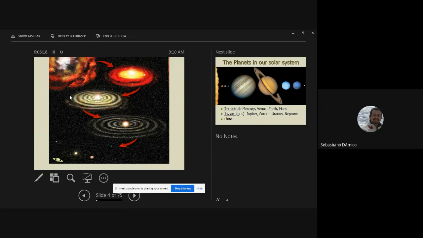This is just a pictorial summary of what happened. So what we just saw in terms of sentences is summarized here in pictures. We have our initial stage, then they start to shrink, getting hotter, and then the sun is forming at the center, and then masses start accumulating and orbiting around the sun because of gravity, and finally we get the shape of the solar system that we have today. Okay, yes, of course.